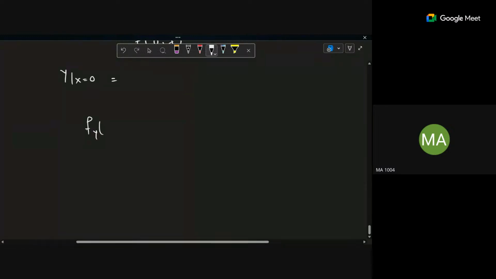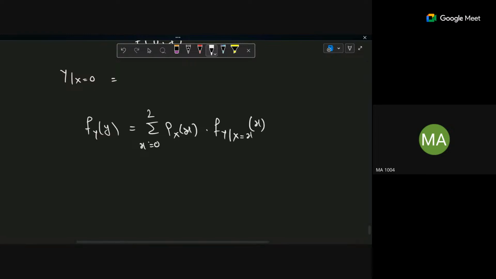Fy of y is what? Summation of all probability mass function of x multiplied by conditional, right? Over all possible values of x, that is x is equal to 0 to 2, right? How did I get this 0 to 2? Yes. Hello, ma'am. In this equation, this Fxy represents the joint distribution, right? Fy of y is marginal density.